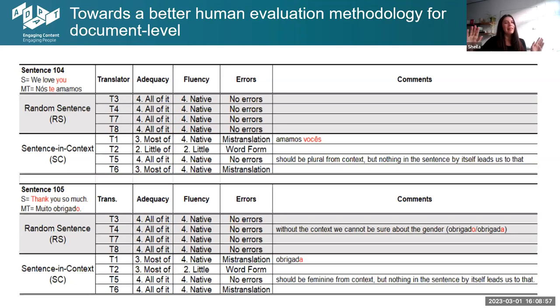When I give it in context, then it's like most of it, little of it, all of it, native, little fluency, word form, mistranslation. So what we've learned with this is that the reason the methodologies with the random single sentence show higher inter-annotator agreement is because raters, evaluators, tend to accept the translation when adequacy is ambiguous but the translation is correct, especially if the translation is fluent. So for sentences 104 and 105, if there is no context to understand why it's wrong, then everyone agrees that it's very good.